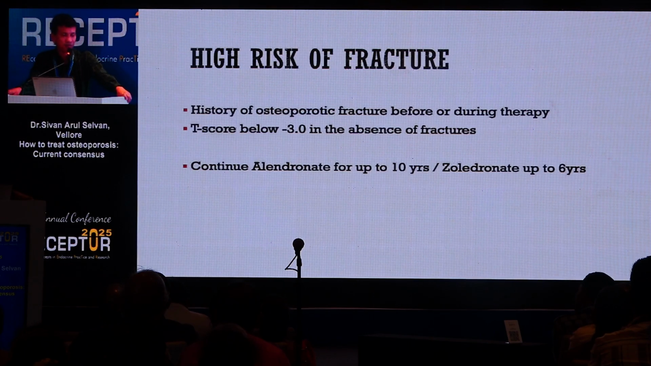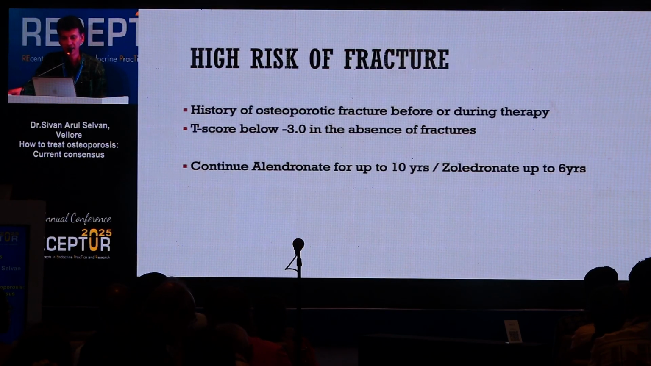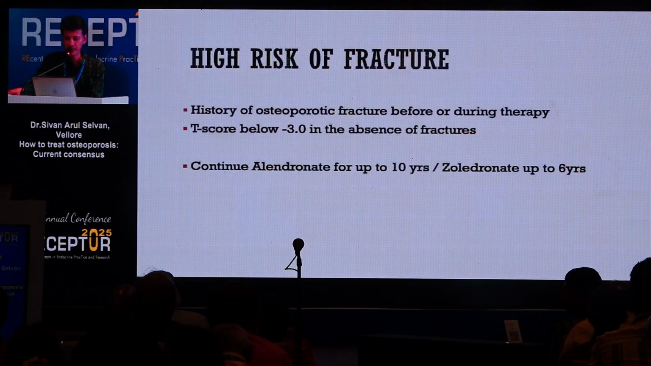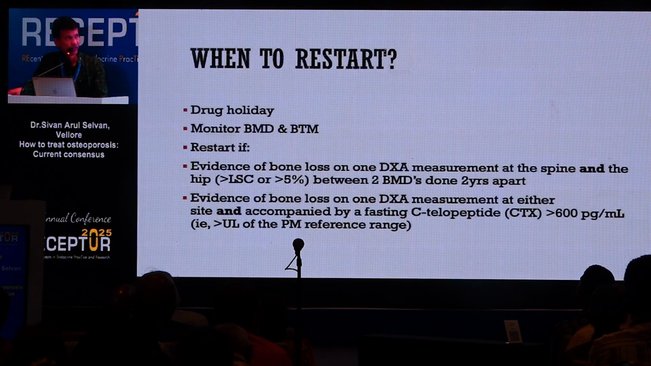And you assess if the patient has high risk of fracture, that is, you have started the treatment because there is a past history of fracture. That means the patient has a tendency for fracture, or the T-score is less than -3, or in the absence of fractures. Then you have to continue for up to 10 years or 6 years. If it is alendronate, you continue for 10 years. Zoledronic acid, you continue up to 6 years. Beyond that, there is no data, and there may be excessive risk of adynamic bone disease. For denosumab also, there is data up to 5 to 10 years.